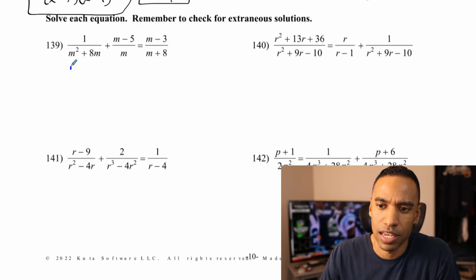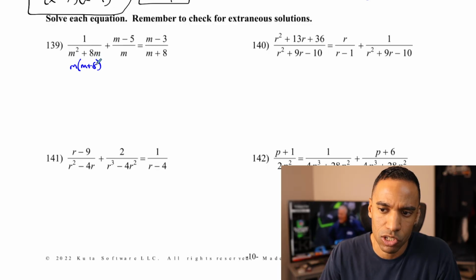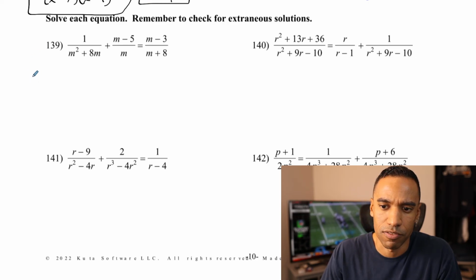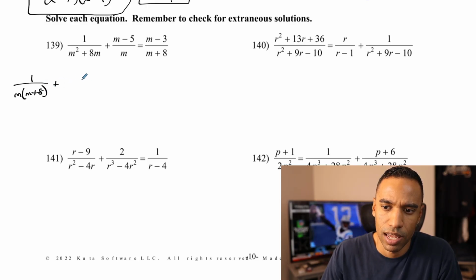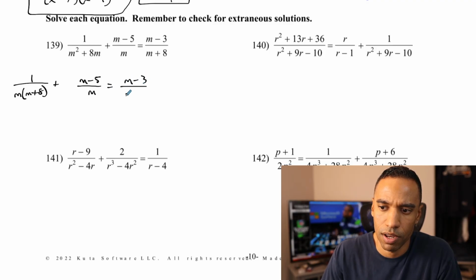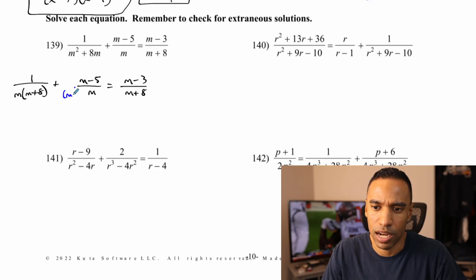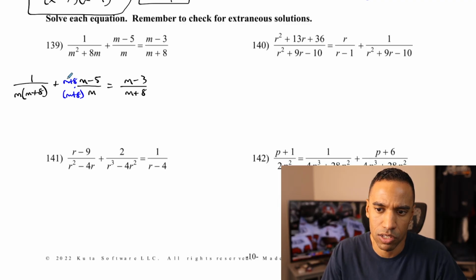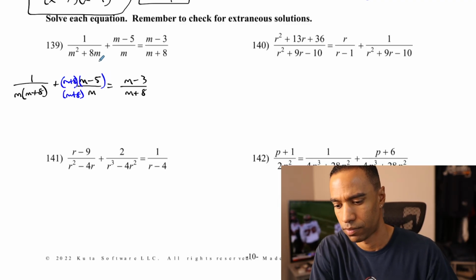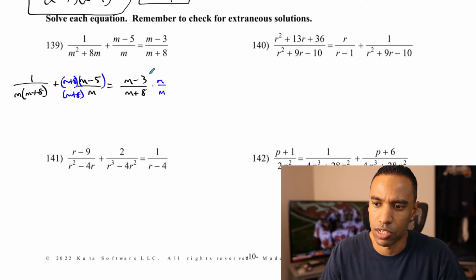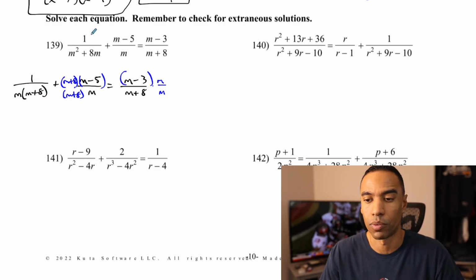I want to factor this into m times m plus 8. So now you can tell what's missing in all these things here. Let's rewrite it to give ourselves some space. 1 over m times m plus 8 plus m minus 5 over m equals m minus 3 over m plus 8. Okay, got to see what's missing in these other quantities here. This is missing an m plus 8, so we're going to multiply that on top and bottom. This is missing an m, so we're going to multiply that on top and bottom. And this has it all, so we're good there.